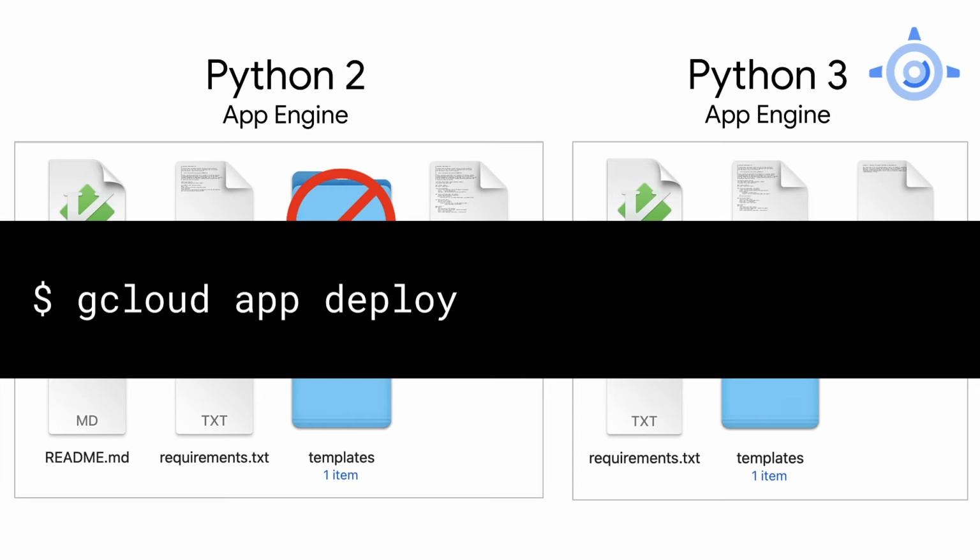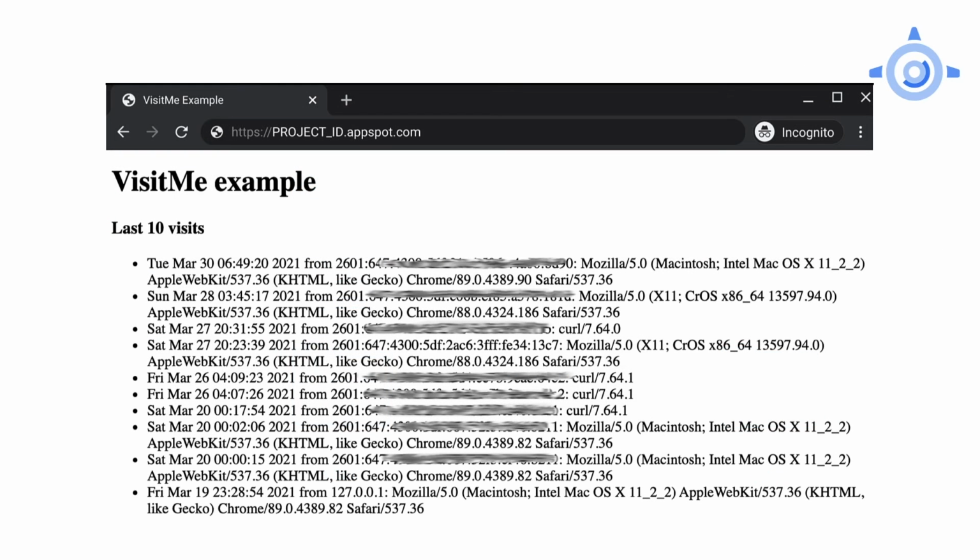Everyone then should run gcloud app deploy and confirm the deployed app caches the most recent visits. You can tell it's cached when the first request takes a little bit of time, but subsequent page reloads are much quicker because they're coming from the cache rather than from Datastore.